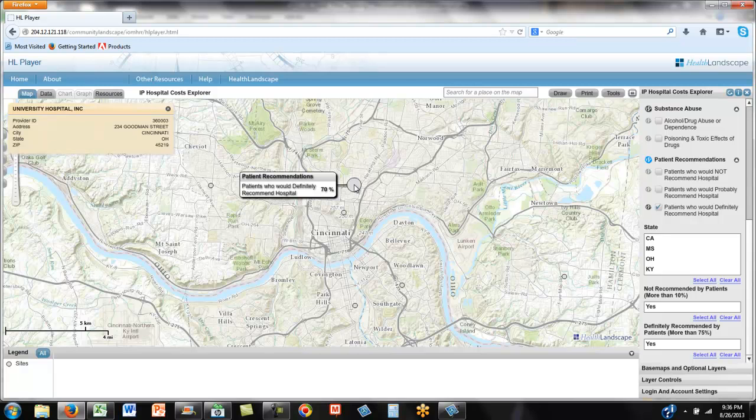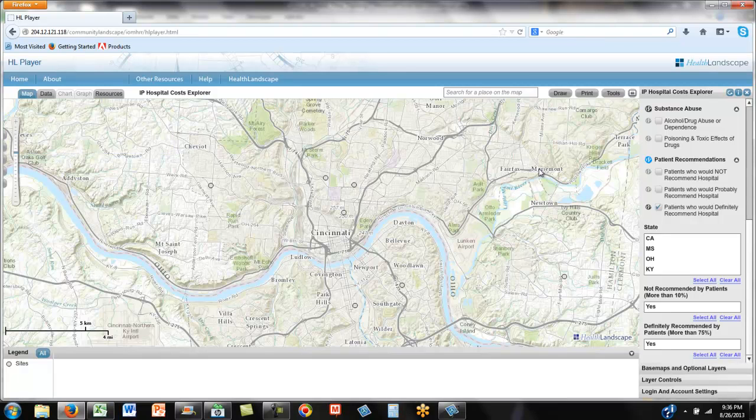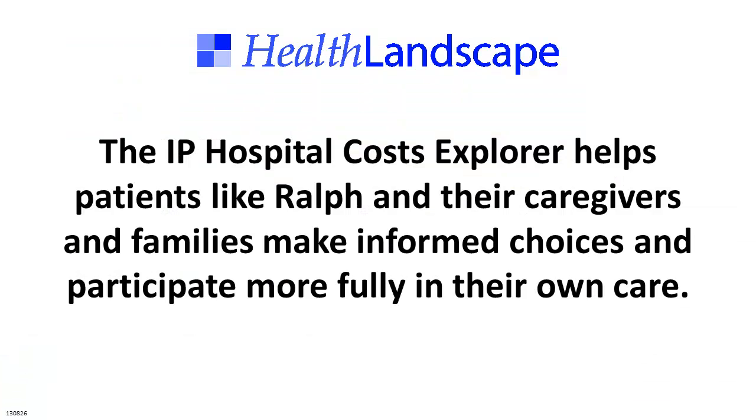It's time for Ralph to make a decision. Ralph decides to go to Christ. Ralph believes the difference in patient satisfaction scores makes Christ the best choice for him. The IP Hospital Cost Explorer helps patients like Ralph and their caregivers and families make informed choices and participate more fully in their own care.